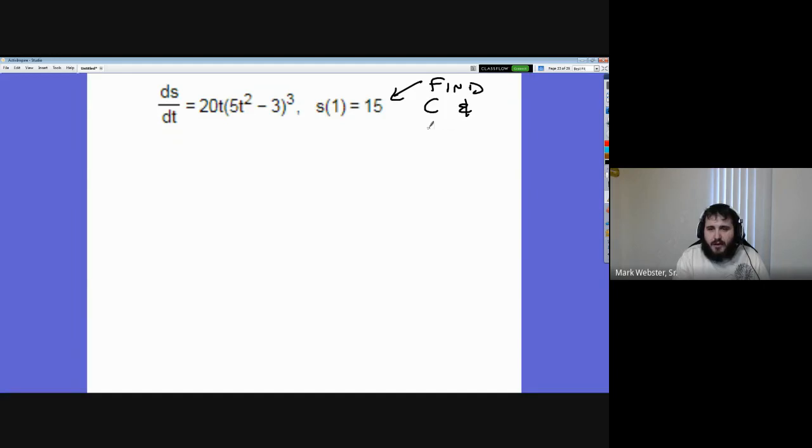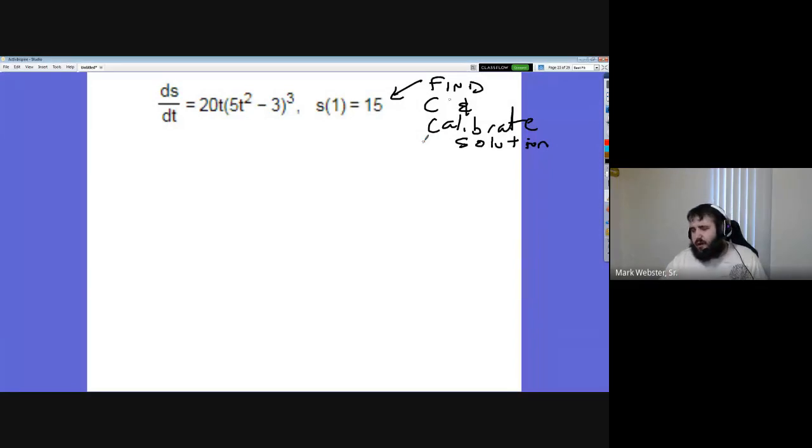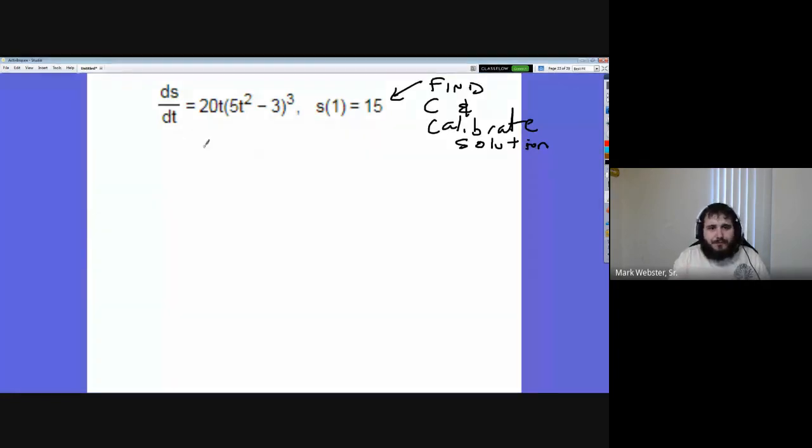And we can have a calibrated solution. I call it calibrated. I think they'll call it like a particular solution. Like there's a general solution where it's something plus c, and then there's a particular solution, which is where you find what c is, and you get everything in terms of the function that they actually want. But what you're doing is you're calibrating your answer. I like to use the word calibrate because I think it really drives home what we're trying to do. So let's do it now.